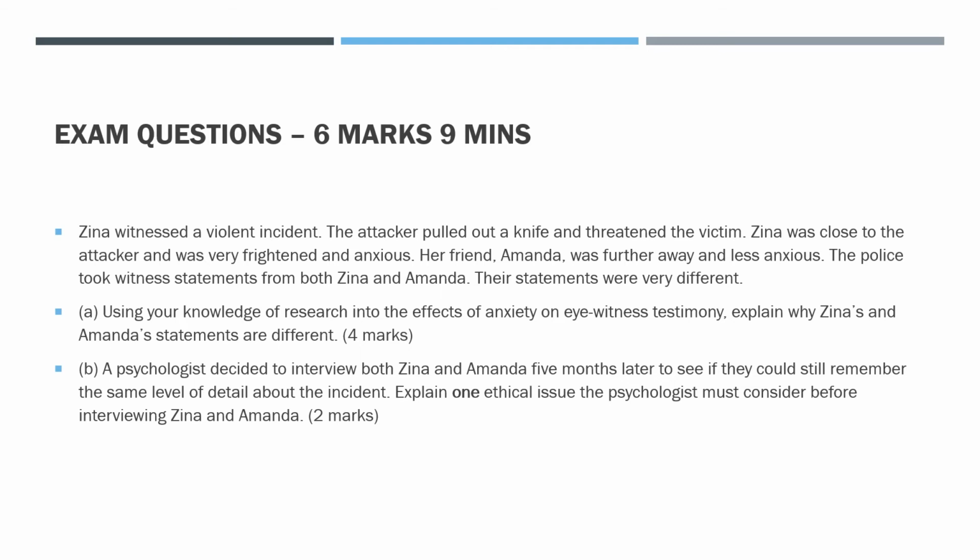So A, using your knowledge of research into the effects of anxiety on eyewitness testimony, explain why Zena and Amanda's statements are very different. So for this one, you need to have a look at the fact that Zena was very close to the attacker and felt very frightened and very anxious. Amanda was further away and was less anxious. These are things that you need to make sure you have got in your answer. And then we have got B.